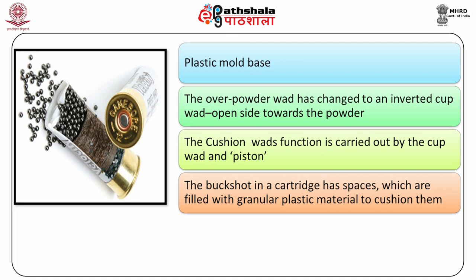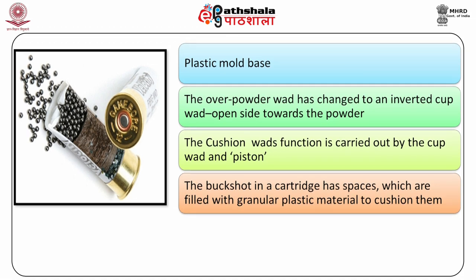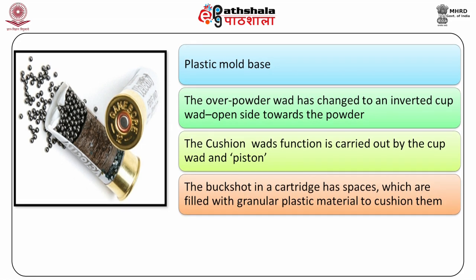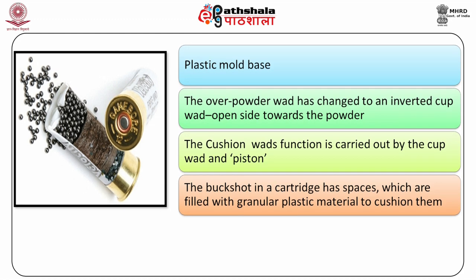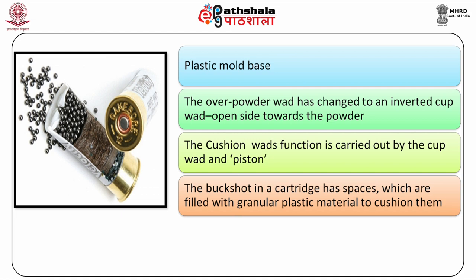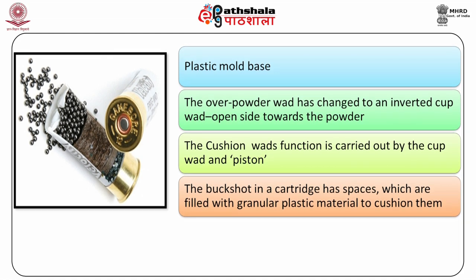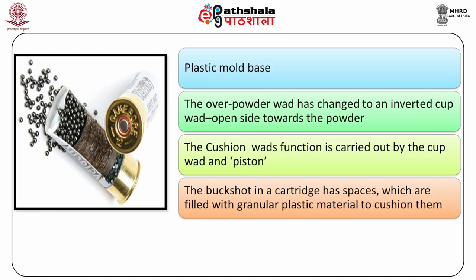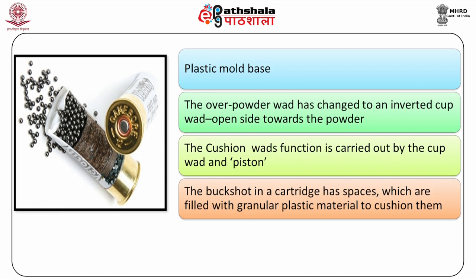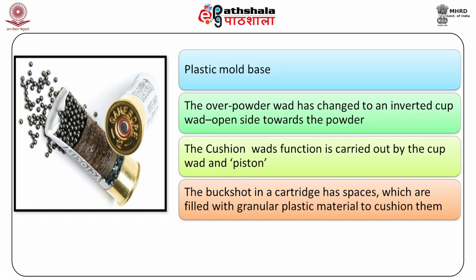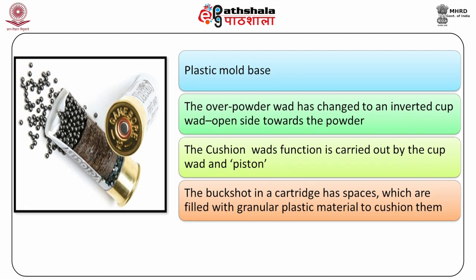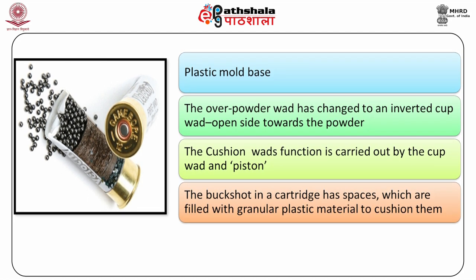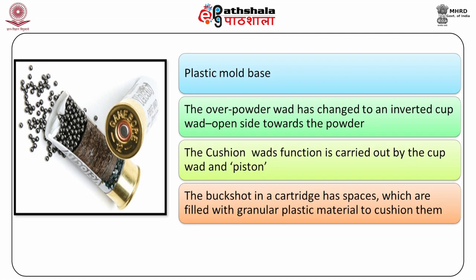The modern shotgun wad has undergone several changes in the last few decades. The changes are: first, the base wad is plastic molded and fixed in the base of the brass head under pressure. Second, the over powder wad has changed to an inverted cup wad, open side towards and over the powder, so that when gases are formed, the lip, the open round edge of the cup, is pressed with the pressure against the barrel, and thus it seals the bore. It prevents the escape of gases from the sides.